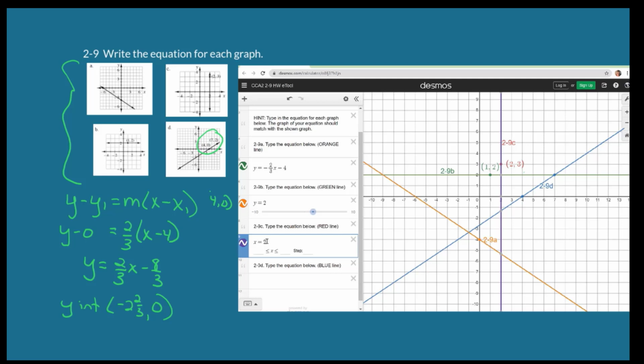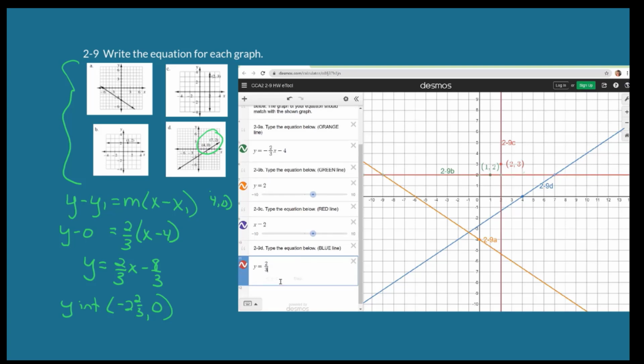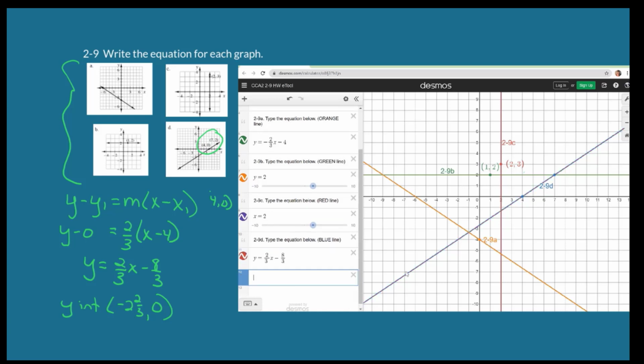So then we have our last one. Now we just solved this on paper, so I'm just going to go ahead and type it in. So let's see if I'm correct. So it's y equals 2/3 x, minus 8 over 3. And if you notice, it changed to red, and that shows all of the graphs and the equations for that particular problem. All right, we are done with this little recording.